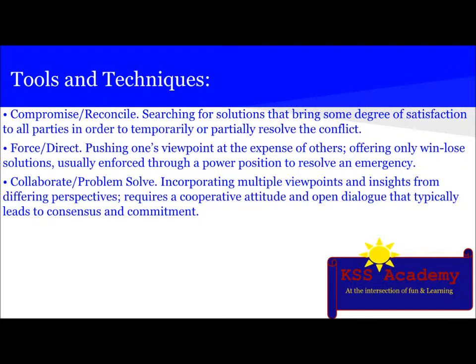The next technique is collaborate or problem solve, incorporating multiple viewpoints and insights from different perspectives. It requires a cooperative attitude and open dialogue that typically leads to consensus and commitment.